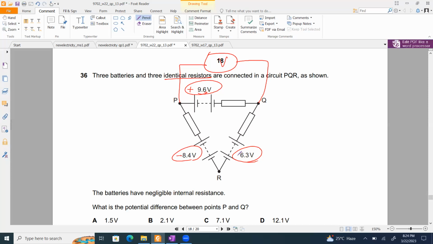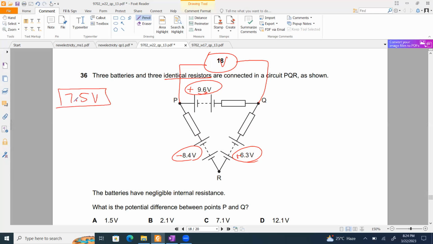Now tell me the resultant of all the EMF in this closed loop: 9.6 minus 8.4 plus 6.3. What? 7.5. So the total EMF is 7.5 volt.